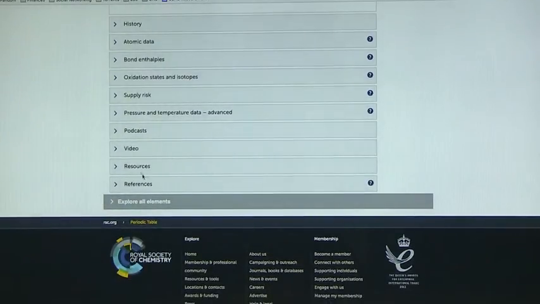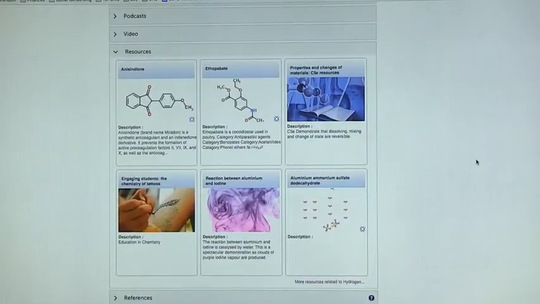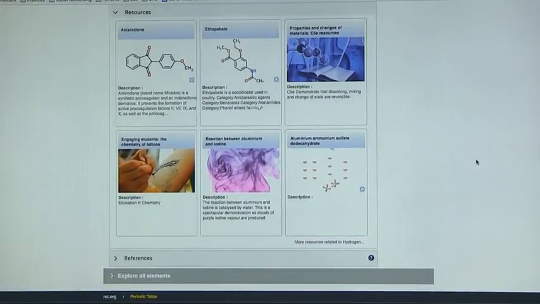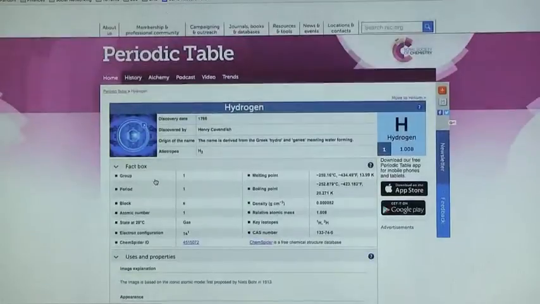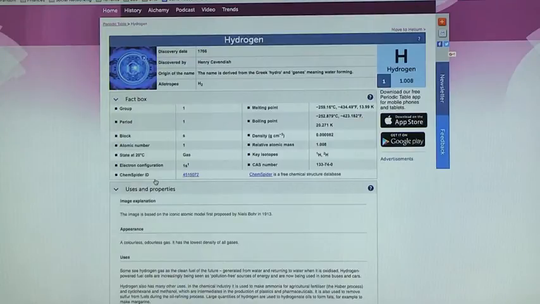But one of the things I like about it is this resource area. So the resources extend beyond just sort of facts and figures about hydrogen. It talks about engaging students in the chemistry of tattoos. What a way to get students that maybe are like, but chemistry and the periodic table are scary.